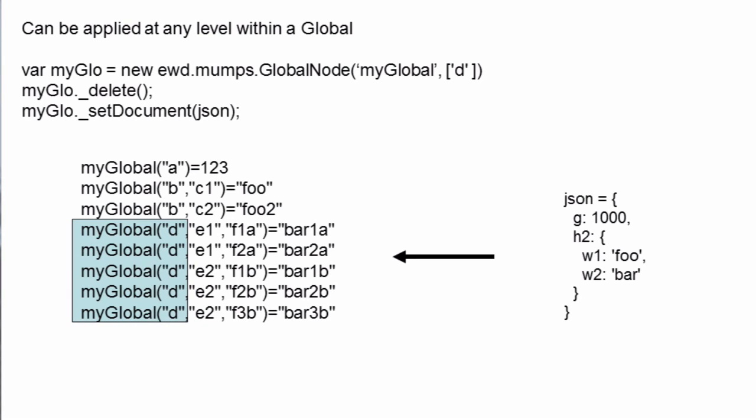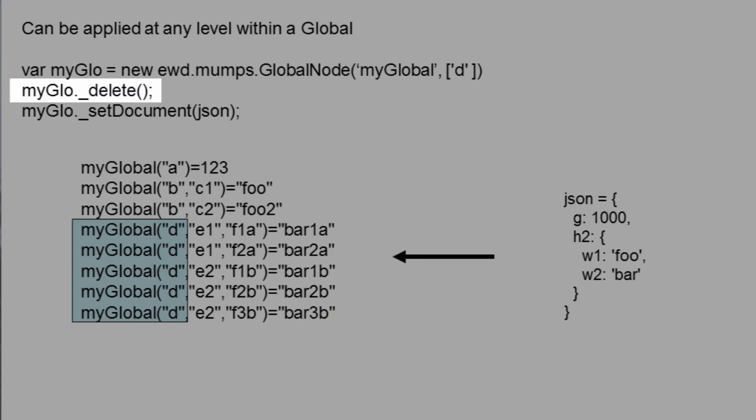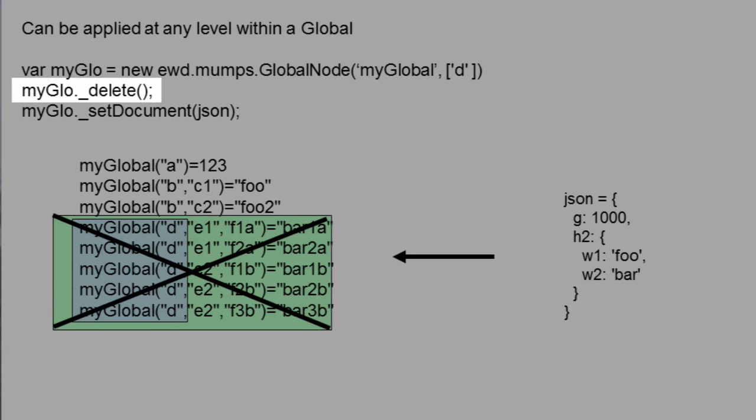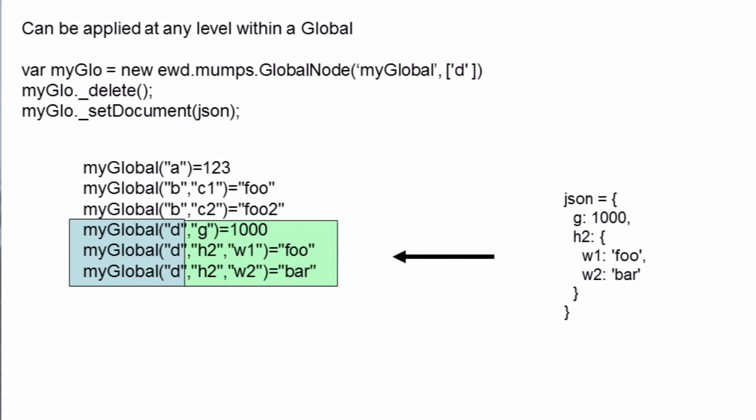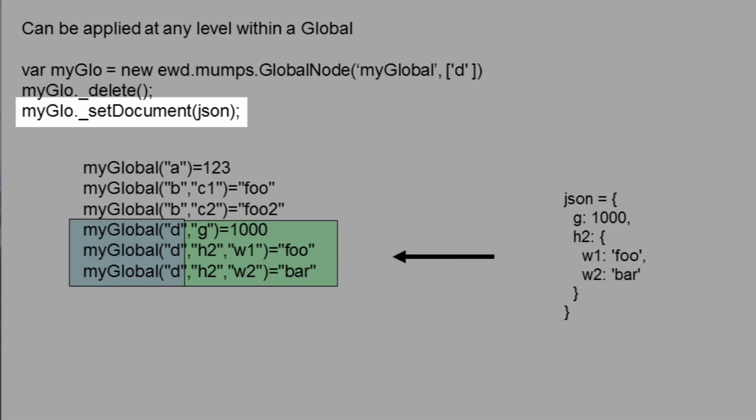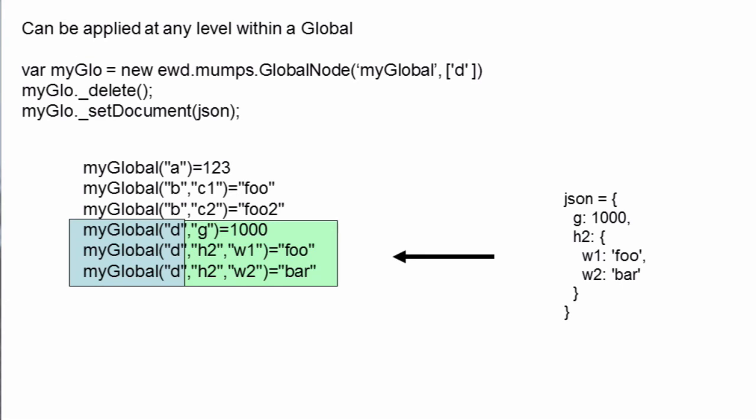Now, sometimes you'll want a destructive process, whereby instead of merging in the new JSON document contents, the subtree of nodes under the specified global node is to be replaced with the JSON document. To do that, you simply invoke the global node's delete method before its setDocument method. The delete will destroy the subtree of nodes beneath the specified global node, and then the JSON document's contents will be mapped to a completely new set of nodes beneath the global node.